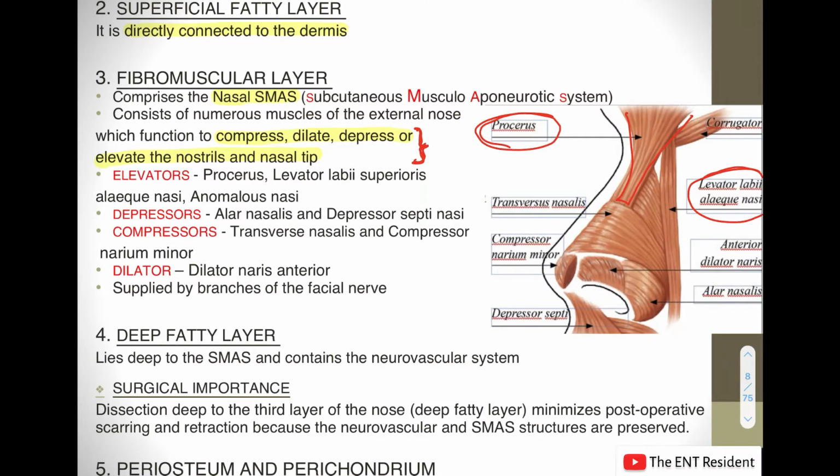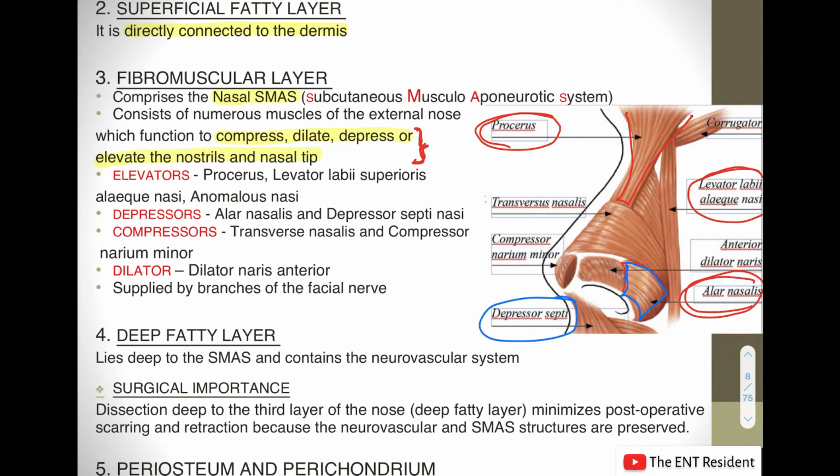Next, coming to the depressors. The depressors, there are two depressors. One is alar nasalis over here. This muscle, as you can see, and depressor septi over here. These are the two muscles which are responsible for depressing the nasal tip.